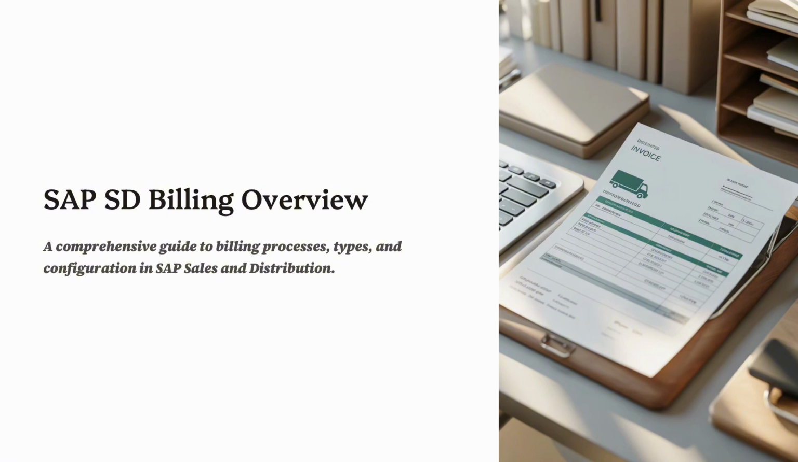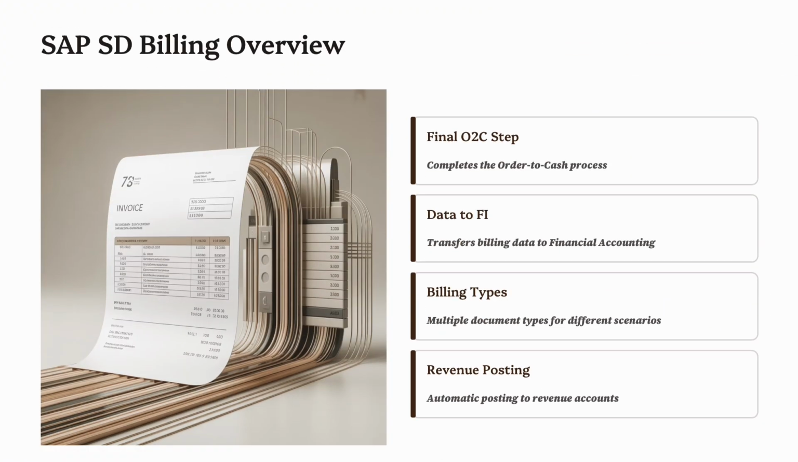In this video, we will break down standard billing types, F2, F8, G2, L2, pro forma billing, credit and debit memos, cancellation documents, delivery-based versus order-based billing, milestone billing, key configuration elements, and real project scenarios. Let's begin. Part 2. Standard billing types, F2, F8, G2, etc.